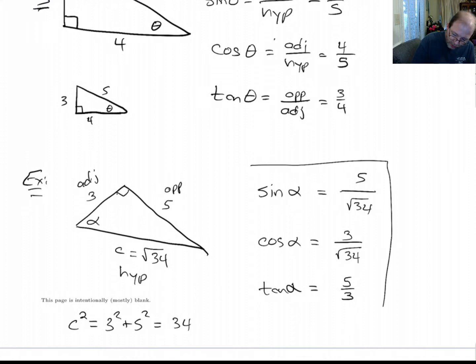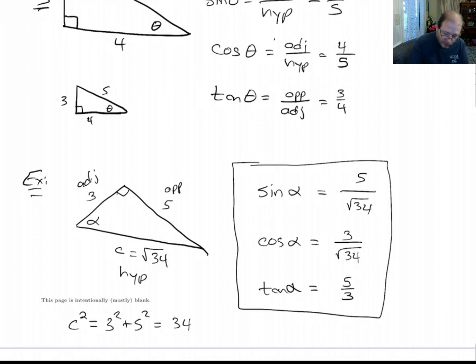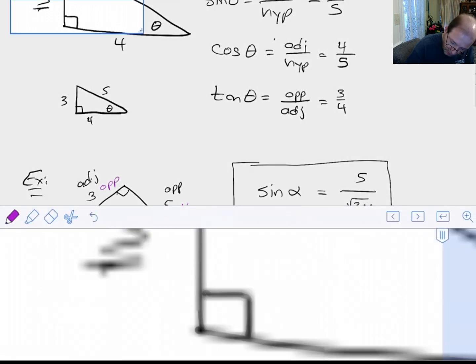So notice, when you're determining which side is opposite or adjacent, that always depends on where your angle is. If I had, let's say I'd put this angle over here. Let's call that beta for that angle. Well, from beta, this is still the hypotenuse, but now the angle beta here has 5 as its adjacent and 3 as its opposite.